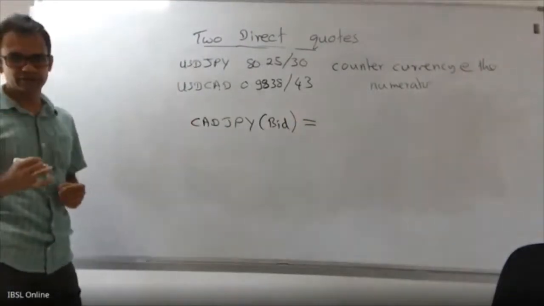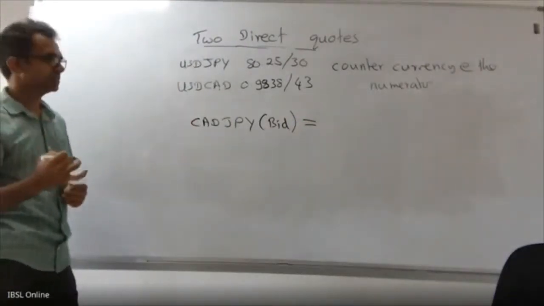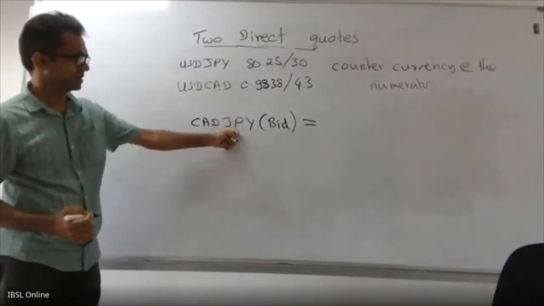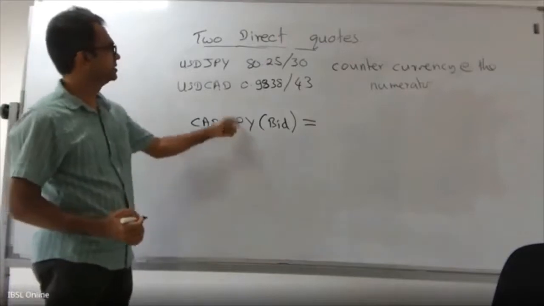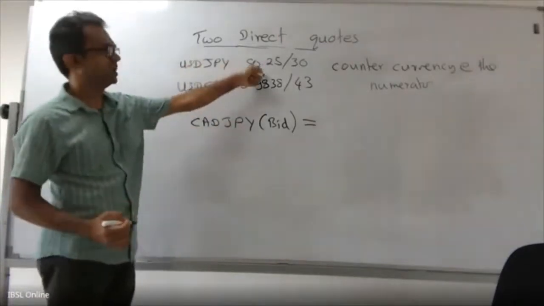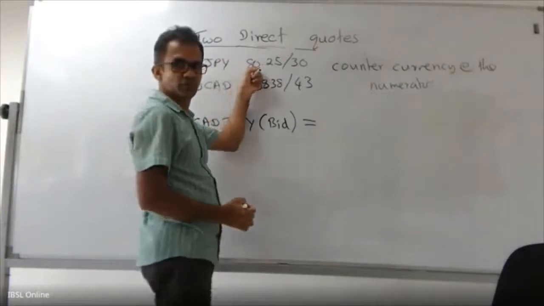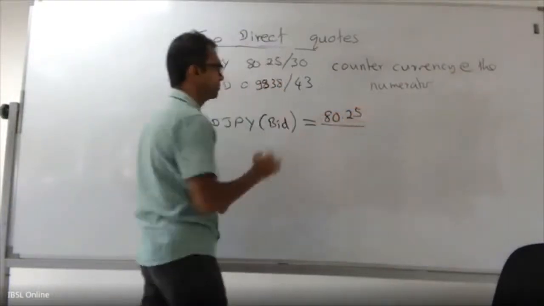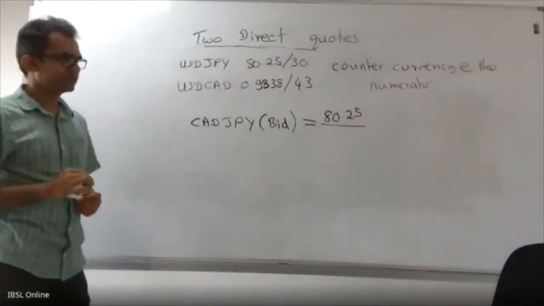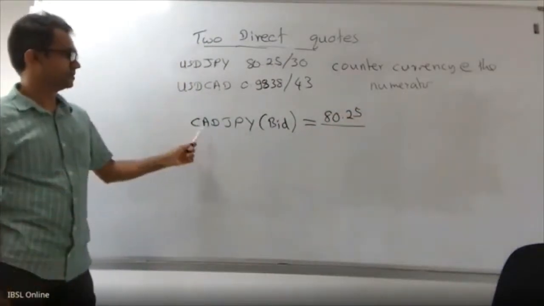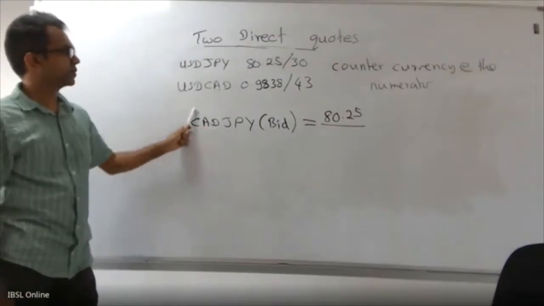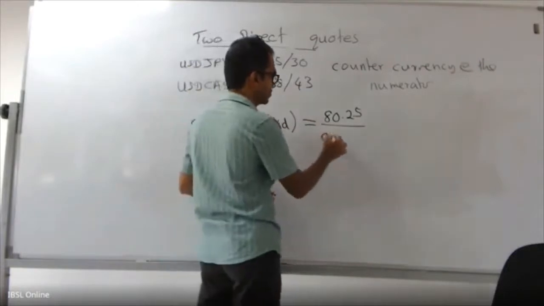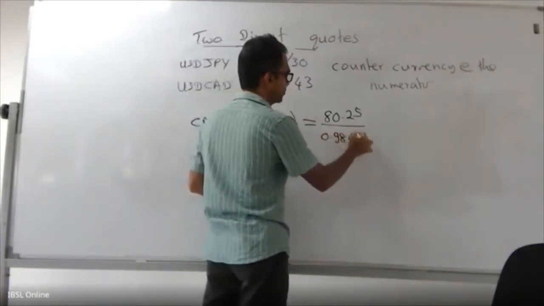Bid divided by offer. Bid of what? Bid of the counter currency. What is the counter currency here? Yen. What is the bid of the counter currency against dollar? It is 80.25. So 80.25 divided by the offer of the base currency. Base currency is CAD. Offer is 40.984.